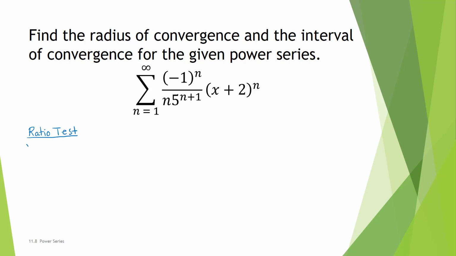So we are going to look at the fraction a sub n plus 1 divided by a sub n, and then take the absolute value. This gives us the absolute value of -1 to the power n plus 1 times x plus 2 to the power n plus 1, all divided by n plus 1 times 5 to the power n plus 1 gives us n plus 2.